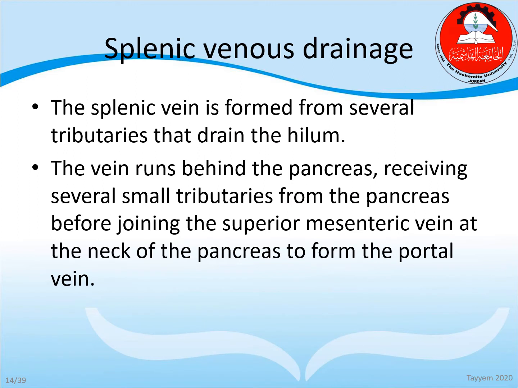The venous drainage is from several tributaries combining together to drain once reaching the hilum, and then the splenic vein will run behind the pancreas, receiving the inferior mesenteric vein, then joining the superior mesenteric vein to form the portal vein.